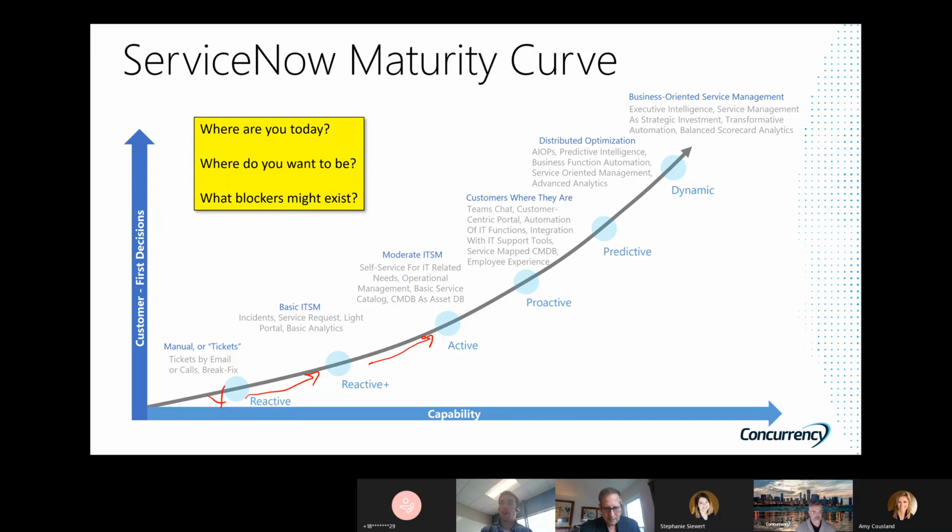Our goal is to avoid them making calls, avoid them interacting with a long call tree interface, and instead use self-service as the main way that they experience the relationship with IT. They're opening up requests through a portal. They're getting responses through a portal. There's basic operations management happening. There's maybe a basic service catalog that they use for more complicated requests, such as a new user or a new device. And then there's CMDB.